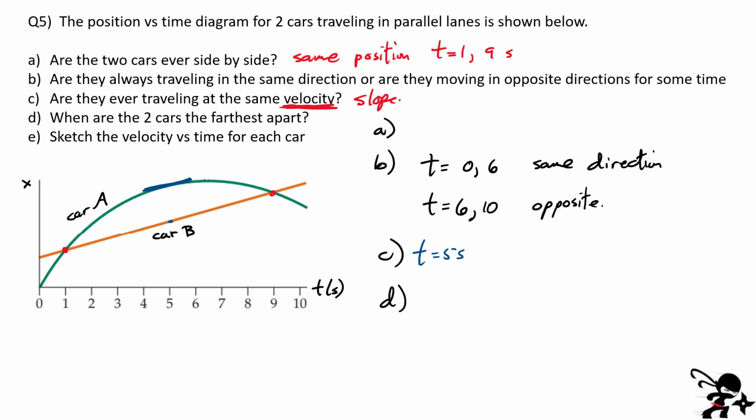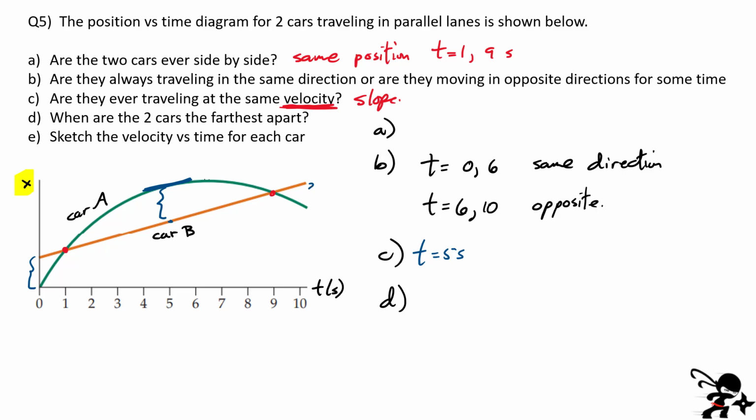D says, when are the two cars the farthest apart? Farthest apart means the distance between them. Well, that is simply looking at the position. Where are the two curves the most spread out? Again, you're looking at this distance right here, and it's probably right about at 5 seconds. Notice they are far apart here. It looks like at 5 seconds it might be a little bit bigger.